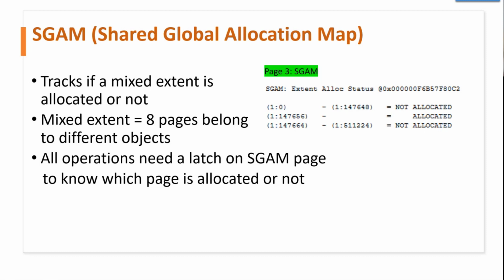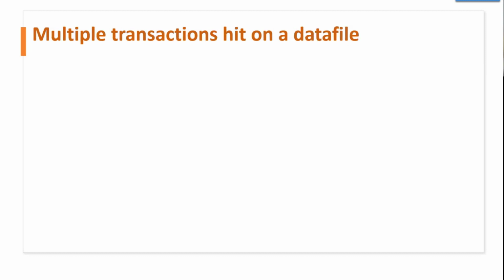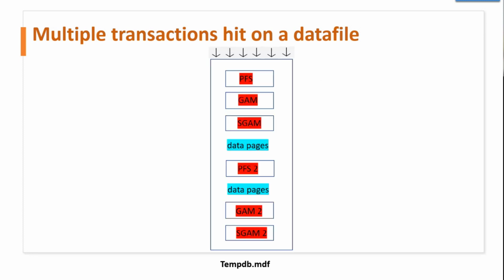So if you look at this, you see how those operations need to acquire a latch on PFS, GAM, and SGAM pages to know the allocation status of the data pages for the SQL Server to allocate the objects. And so how does that cause contention? Let's take an image of TempDB.mdf. You see how multiple transactions are just hitting this one data file, and they're all waiting to acquire a latch on PFS, GAM, and SGAM pages.